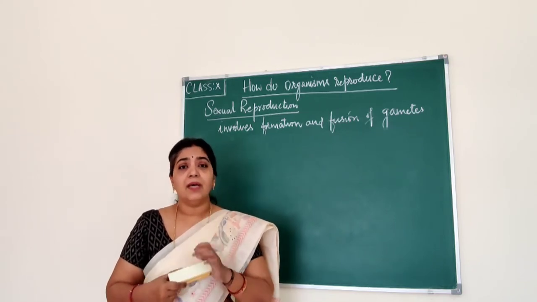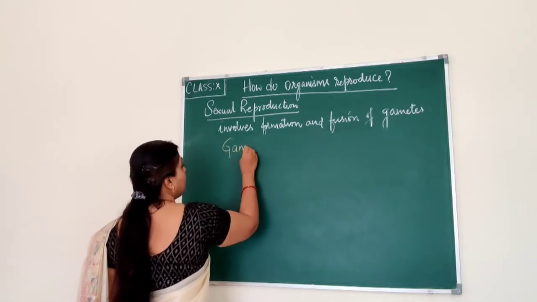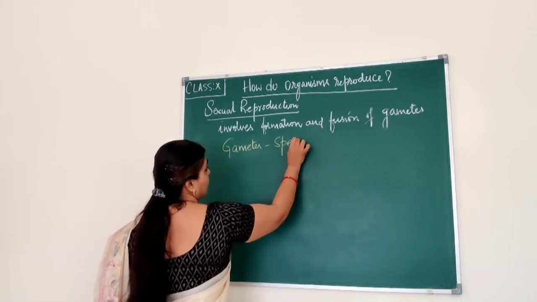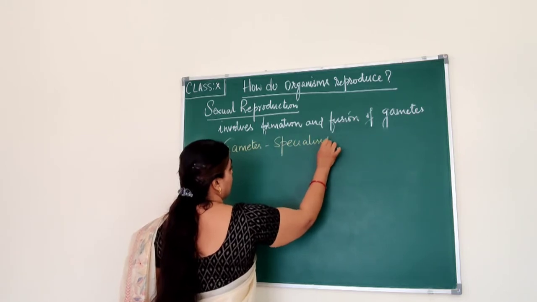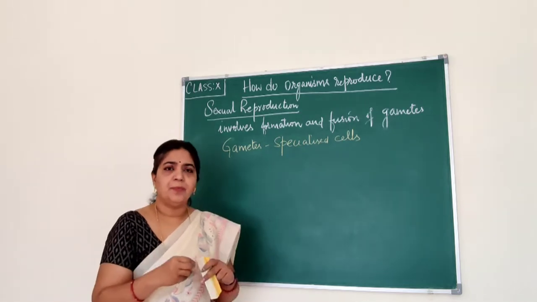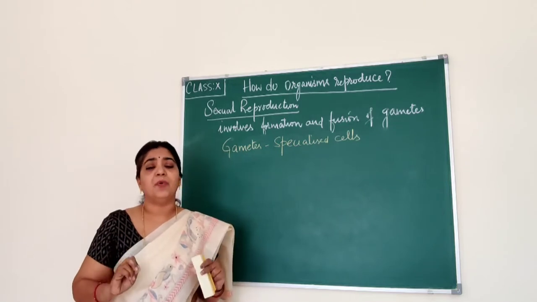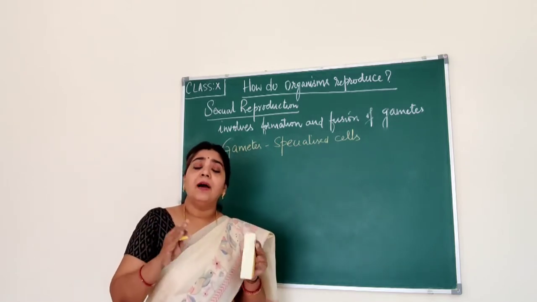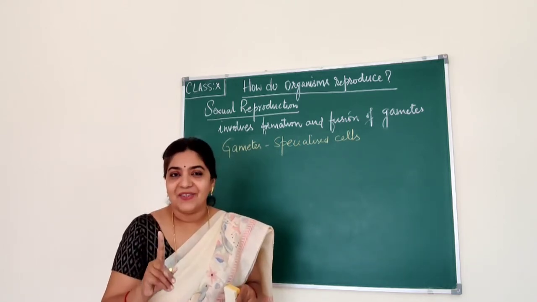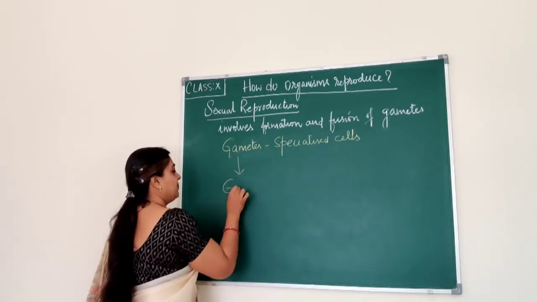Now, let us see what gametes are. Gametes are special cells, or we can say specialized cells. They are not normal cells. Our body is made up of cells, but the cells present in our body are quite different compared to the gametes, which are produced in the gonads.